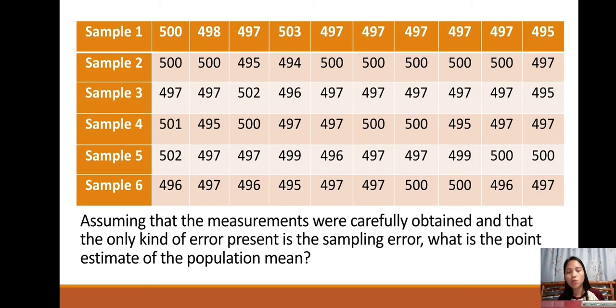So we have sample 1, there are 10, sample 2 until sample 6. So they have listed the data, and they assume that the measurements were carefully obtained, and the only error present is the sampling error. Then we need to find the point estimate of the population mean.